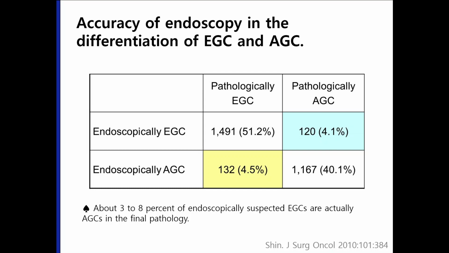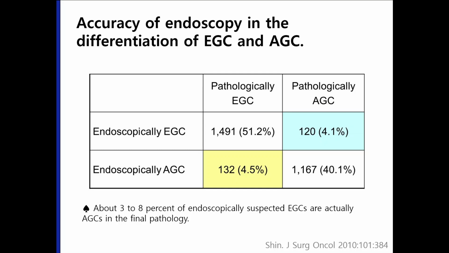How accurate is the endoscopy in the differentiation of EGC and AGC? About 3 to 8% of endoscopically suspected EGCs are actually AGCs in the final pathology. We need to know endoscopic findings of early gastric cancer for this purpose.